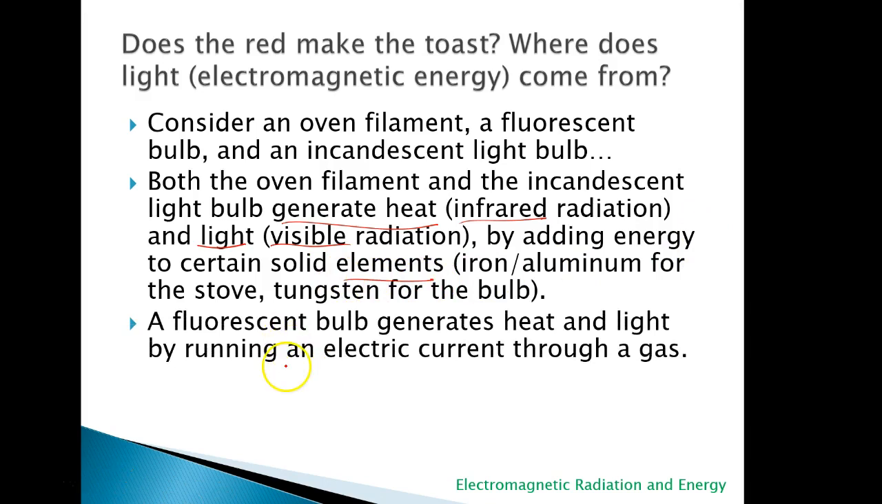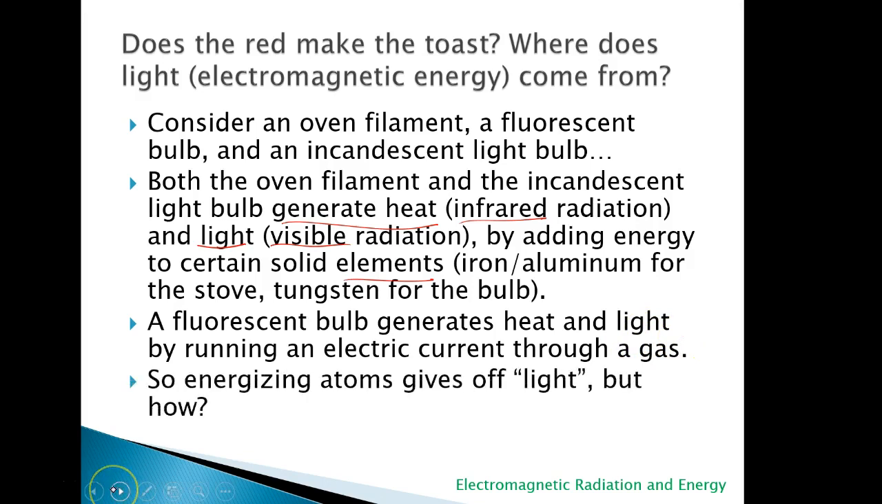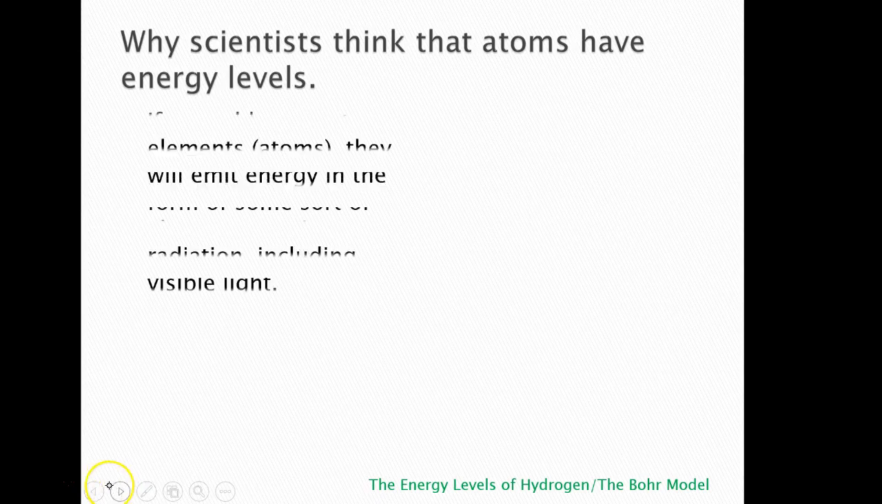Fluorescent bulbs work similarly. You add electricity, but they run an electric current through a gas, and again, it starts to glow, kind of more like a neon light. If you've ever seen like an open sign or whatever in a store, that kind of an idea. So when you add energy to atoms, you give them electricity, they give off light. But we're going to talk about how that happens, and it's a little bit strange.